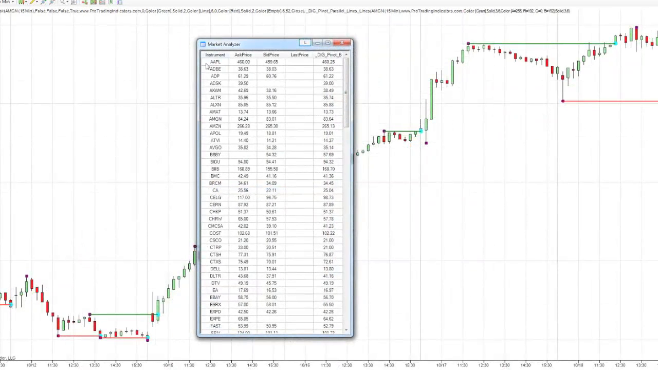Here's a quick look at the market analyzer. It's after hours, so you're not seeing any activity on the bar here on the right. But the basic idea is when a pivot break does occur, it'll show up here, and then you can take a look at that chart and see if it's something you'd like to trade.